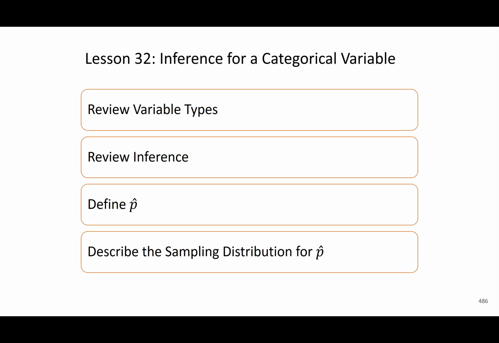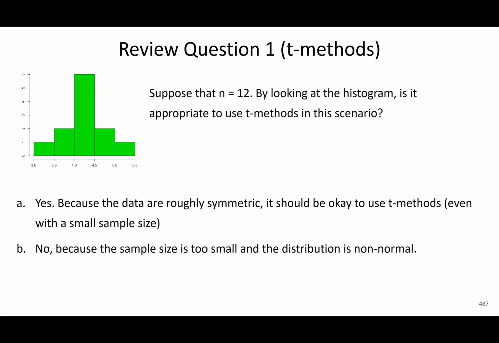Welcome to lesson 32. So we're going to start looking at inference for a categorical variable. Over the last few weeks, we've been specifically focusing on quantitative variables, usually one quantitative variable for one population. Now we're going to look at when we have a categorical variable, specifically with two categories. So before we get there, we have a couple review questions from the previous week when we looked at t-methods.